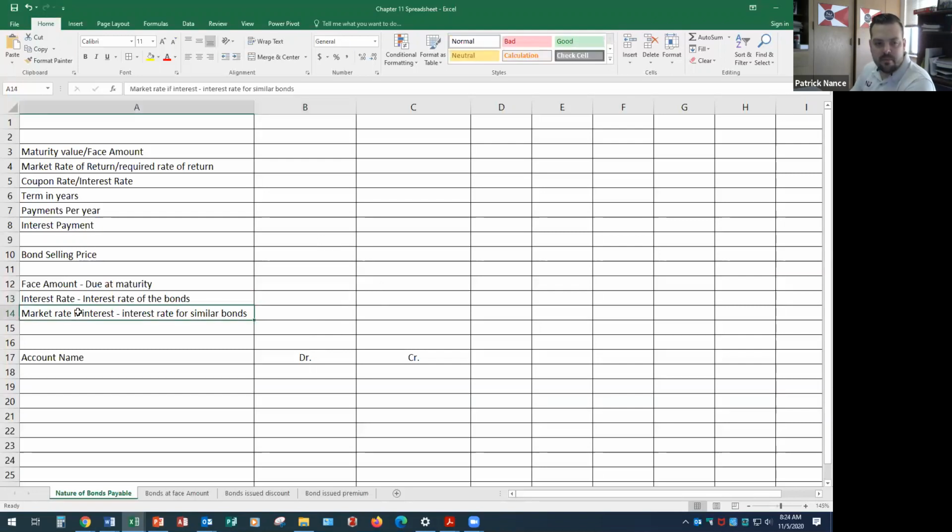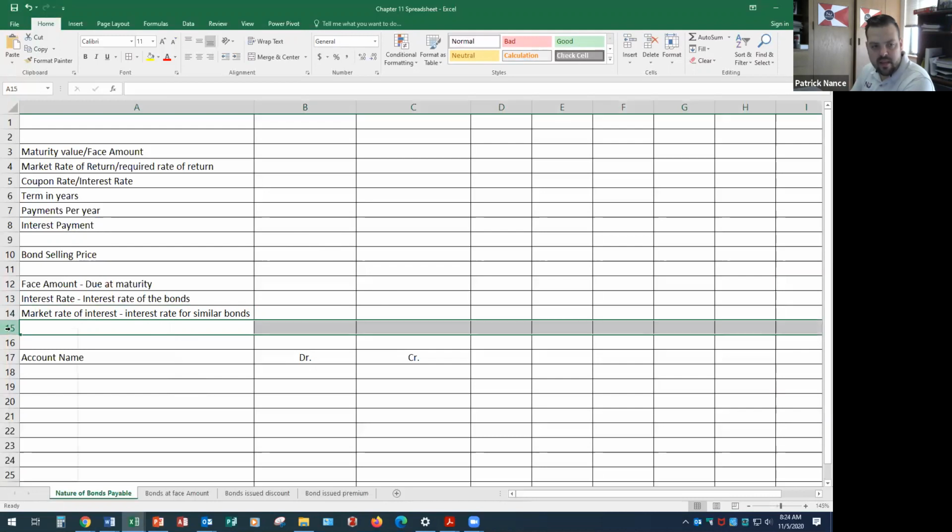Because if the market rate of interest is different than the interest rate that the bond is paying, then individuals are usually going to ask for either a discount or sell it at a premium based on the fact that they are either paying better, paying more, or paying less than what the market is calling for.